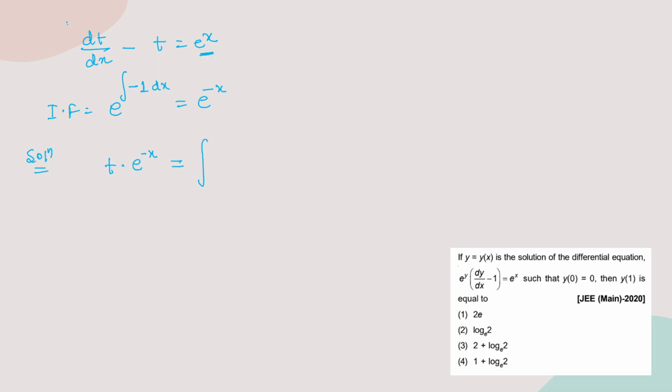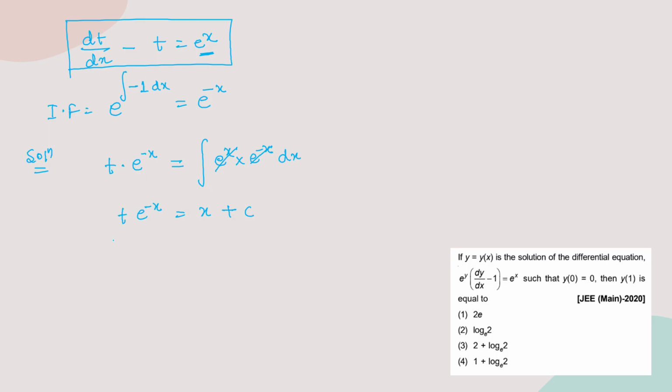What was the function q of x? This is the q of x, right? You can see here in this equation. So e to the power x into e to the power minus x, it will become simple one. And so they will be gone, right? Again, you will be getting here integration as x only and plus c. So t into e to the power minus x is equal to x plus c.